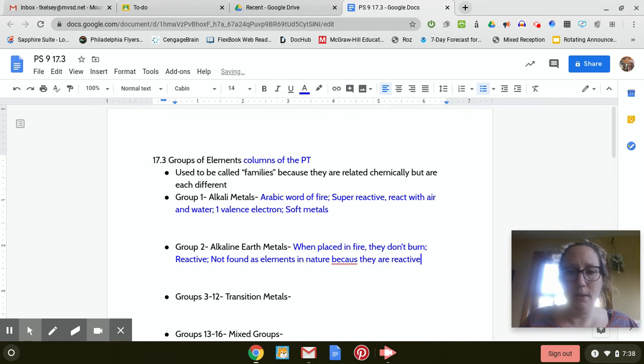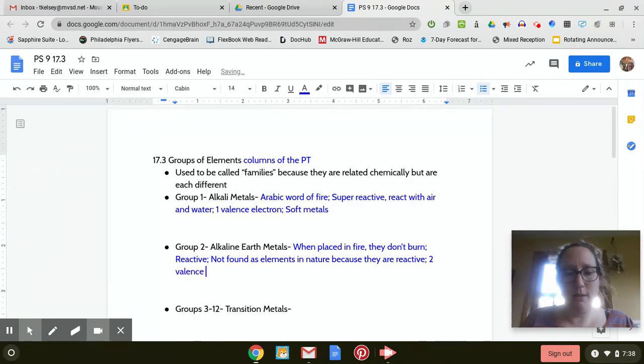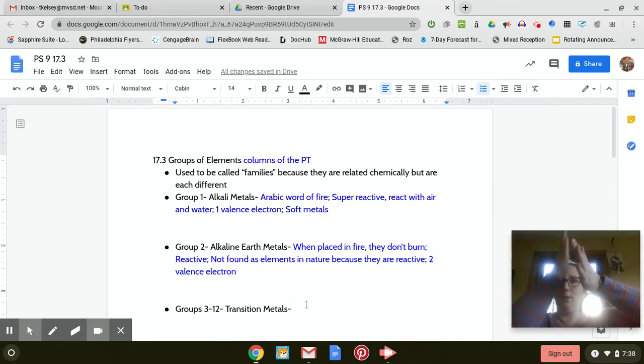And they have 2 valence electrons. If you notice, group 1 has 1 valence electron, group 2 has 2 valence electrons, group 3 has 3. So that's group 1 and group 2 on the left-hand side.